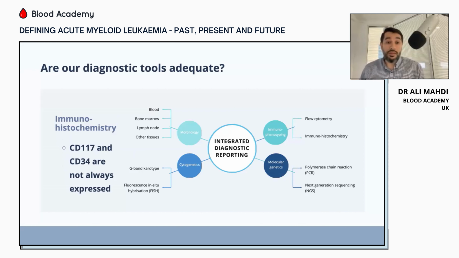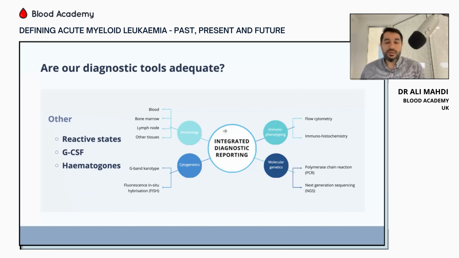Immunohistochemistry is very limited because we only have a very small range of different immunohistochemistry stains that we can use to identify blasts. Generally, we would use CD117 and CD34 to highlight blasts. But these may not always be expressed in certain diseases and blast populations. So having an absence of these immunohistochemistry markers doesn't always mean that these cells are not blasts.